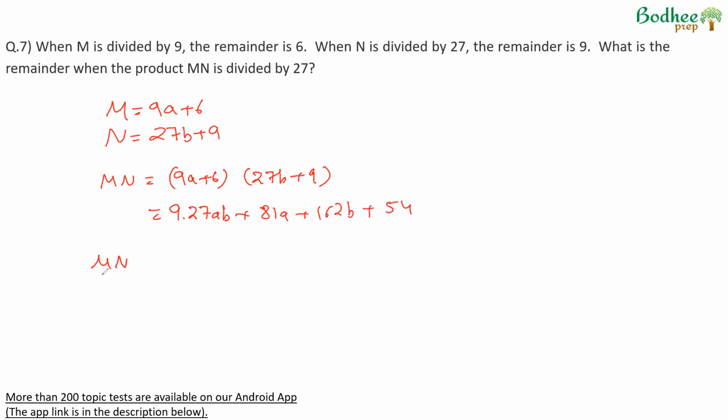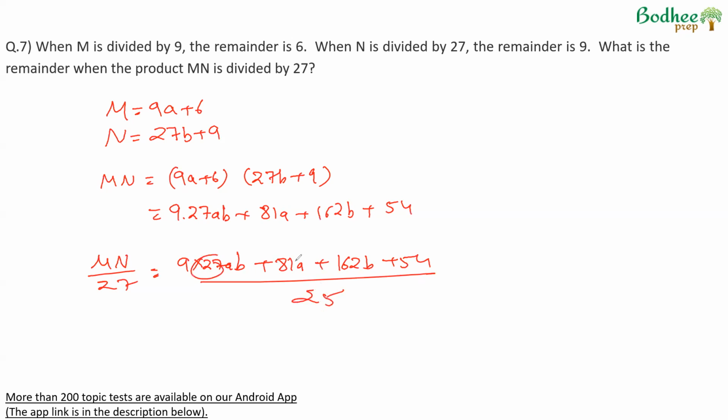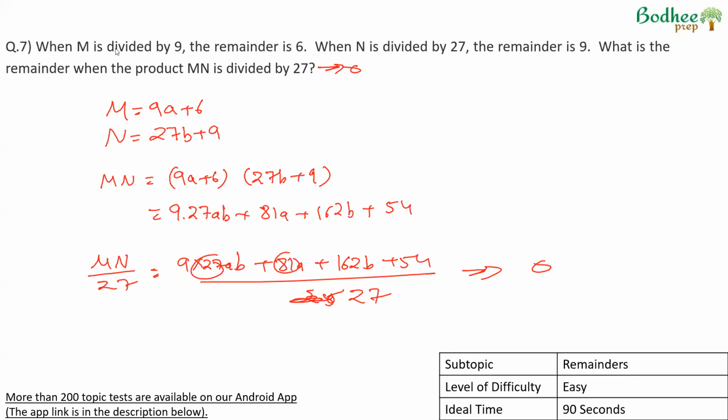Now if we divide MN by 27, the first term 9 into 27 AB will be divisible by 27. The second term 81A will be divisible by 27. 162B will be 27 into 6B, divisible by 27, plus 54 divisible by 27. Each of the terms is divisible by 27 individually and therefore the entire thing will be divisible by 27. So the remainder will be 0. I think an easy question, just multiplying the two terms, 1.5 minutes should be good enough to get the answer.